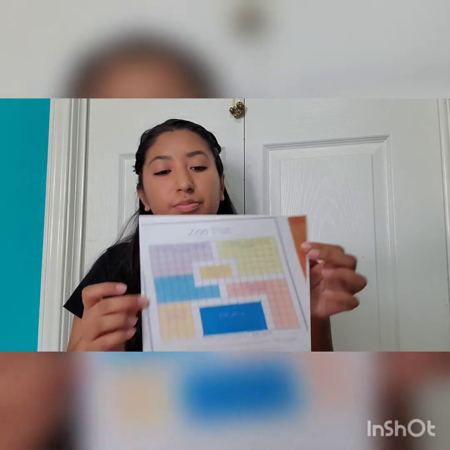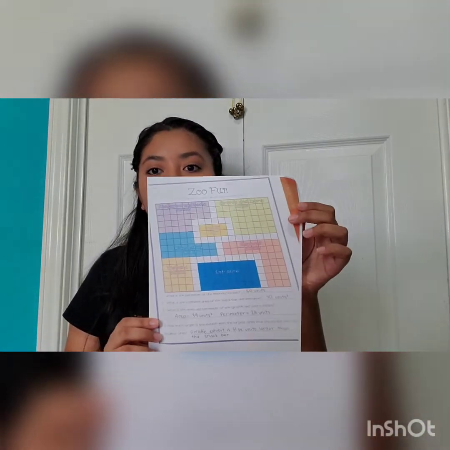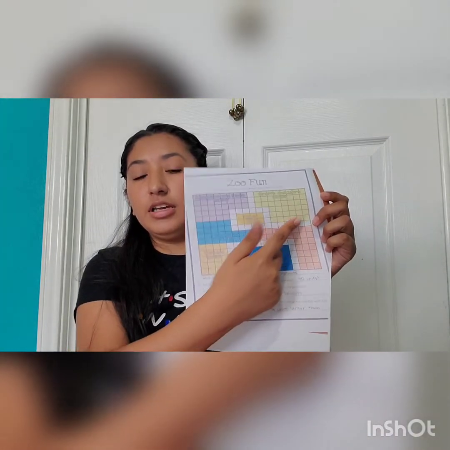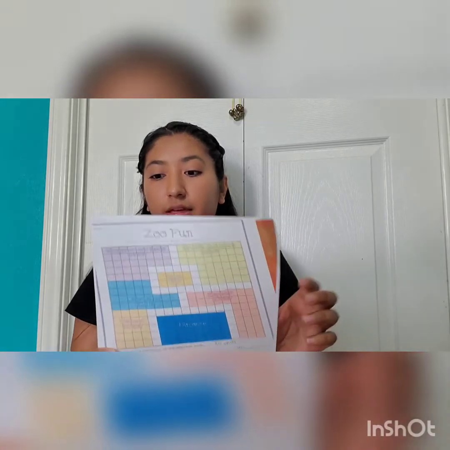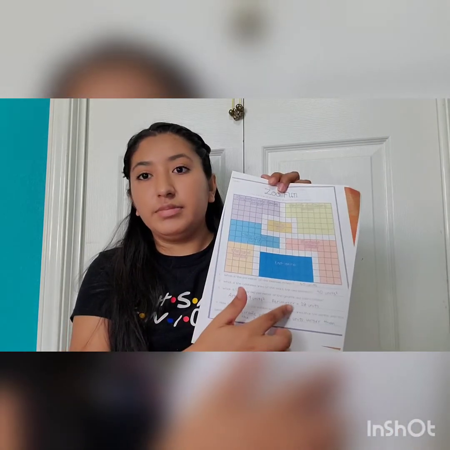Lastly, for homework, what I'll be assigning is this super cool activity. It's called Zoo Fun. Each student will take it home and create their own zoo. They will have to use triangles, squares, and rectangles, but what they have to create are irregular shapes that you can see from here and here. It will be done on grid paper, and once they're done, they'll have little questions on the bottom that they have to fill out.